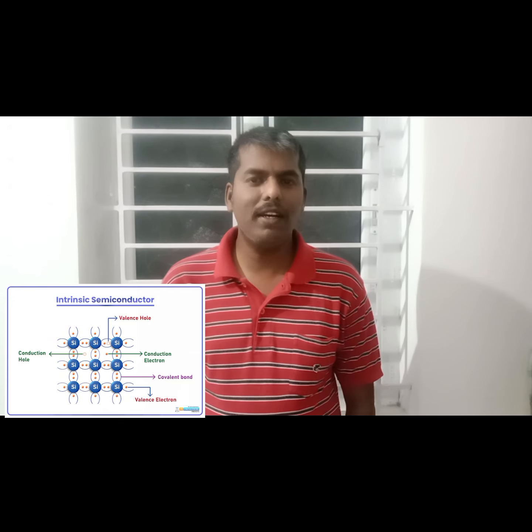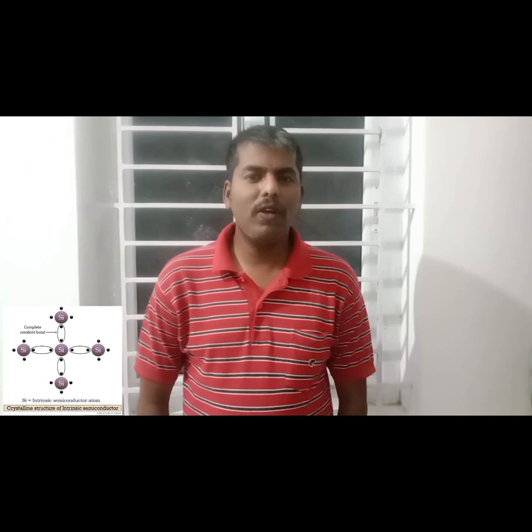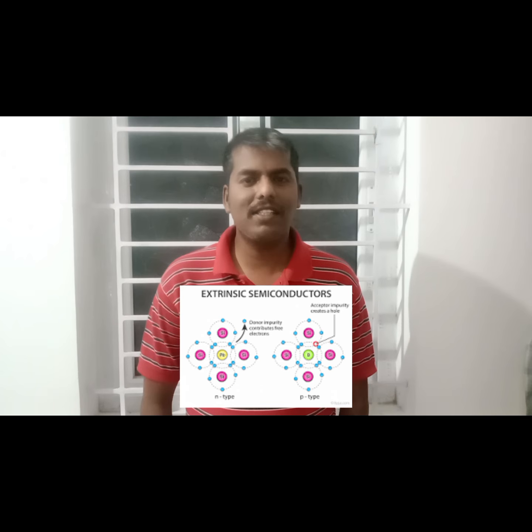If we use silicon in a pure form, it is called intrinsic semiconductor. In intrinsic semiconductor, the conductivity is very less. So we are adding impurity to the pure silicon. This process is called doping. The impurity added is called dopants. When pure silicon is added with an impurity, it is called extrinsic semiconductor. Externally, we are adding the impurity to the silicon, so it is called extrinsic semiconductor.